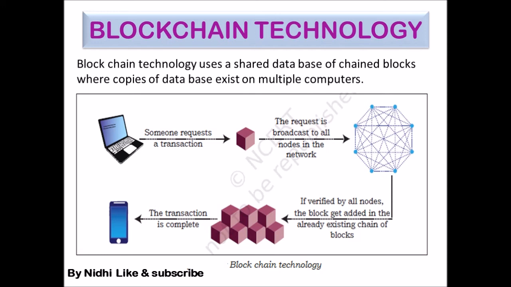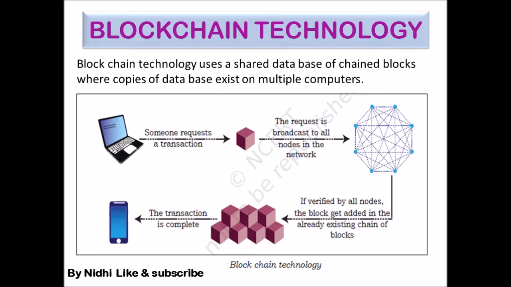In this diagram, you can see that someone requested a transaction. A block means a chunk, you can say, in which we have the data. So blockchain means these blocks are chained, meaning they are linked with each other, or there is some connection between all these blocks. If someone makes a request for a transaction, the request is broadcast to all the nodes in the network. This is a network in which all the nodes are connected with each other, that means they are not isolated.